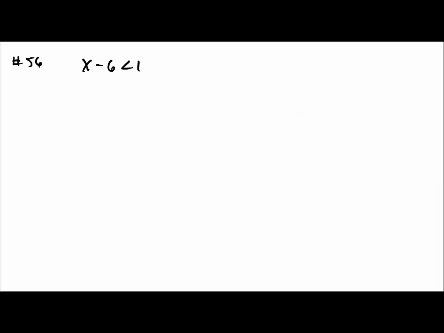For number 56, what they're asking us to do is solve each inequality and express your answer using set notation or interval notation, and then graph the solution set. So here we have x minus 6 is less than 1. What we're going to do is add 6 to both sides, so we get x is less than 7. Now, if I'm writing this in interval notation, it basically is telling me that it's going from 7 to negative infinity, right? So x is less than 7.